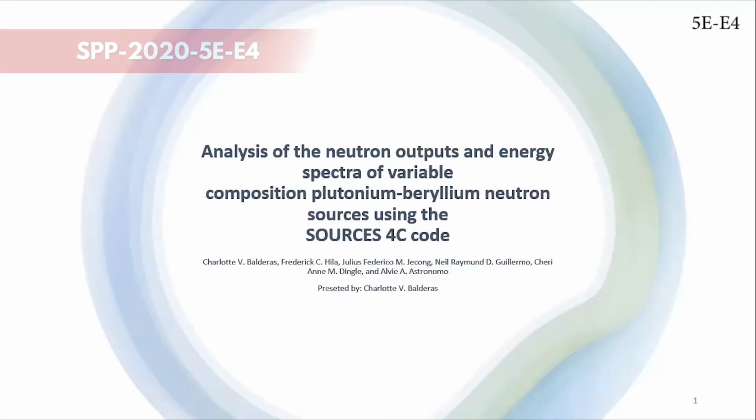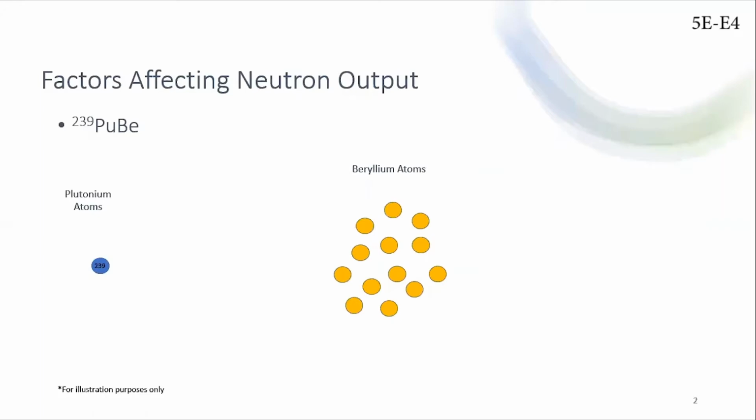Analysis of the neutron outputs and energy spectra of variable composition plutonium-beryllium neutron sources using the SOURCES 4C code. Plutonium-beryllium 239 is an alpha neutron source with a long half-life and can be optimized by characterizing their neutron output. However, there are factors affecting this.